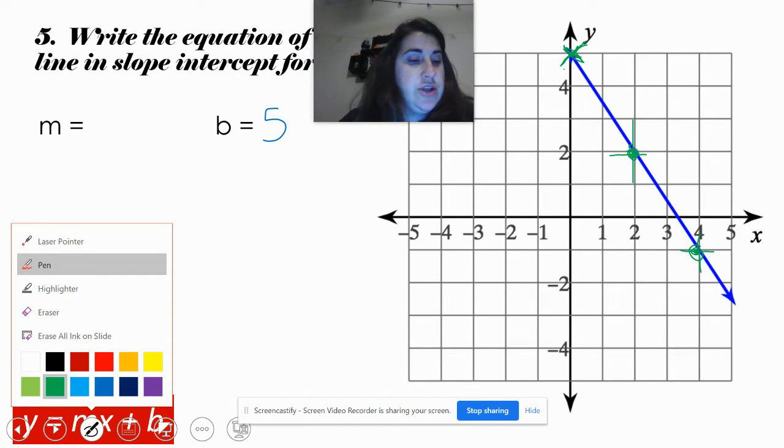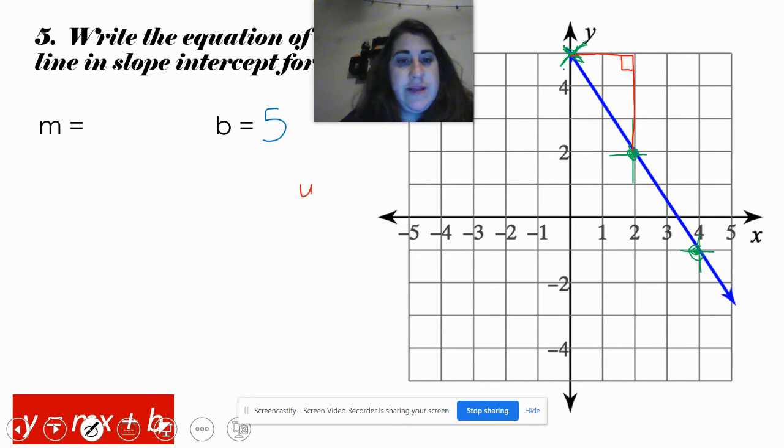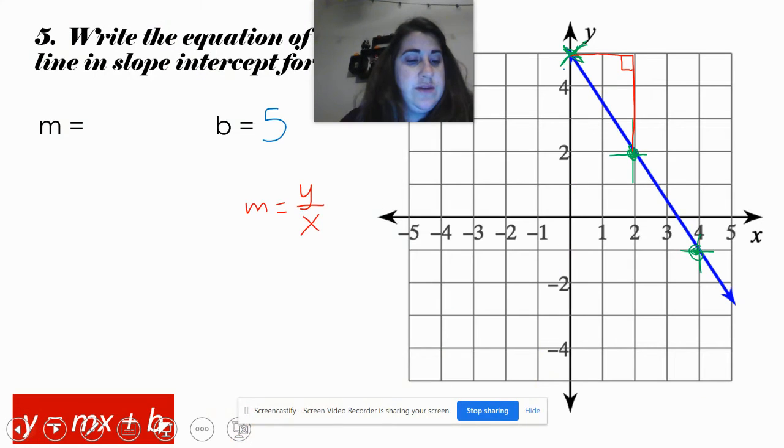Let's draw our slope triangle. So I'm going to connect the two dots by using a right triangle, which means it has to have a 90 degree angle. So if I go over and down, I've just created a right triangle right there. And now I need to find my slope, which is y over x, the change of y over the change of x.